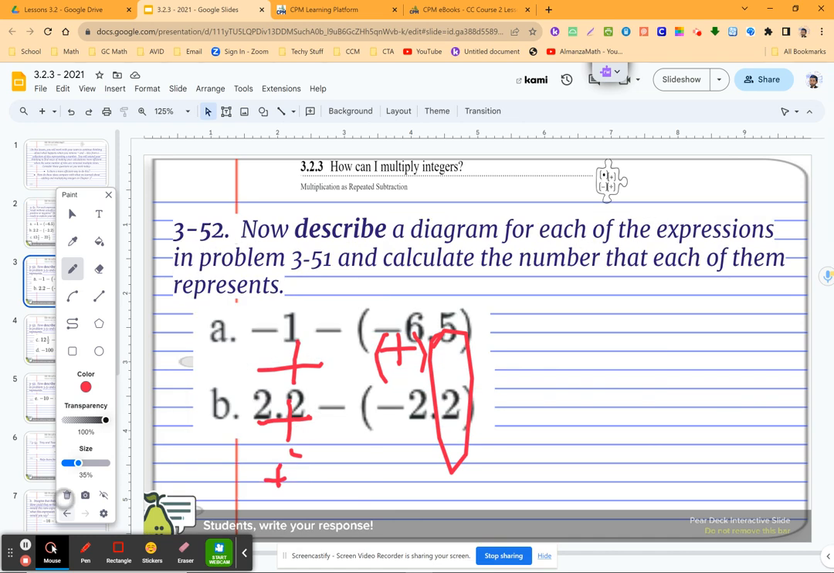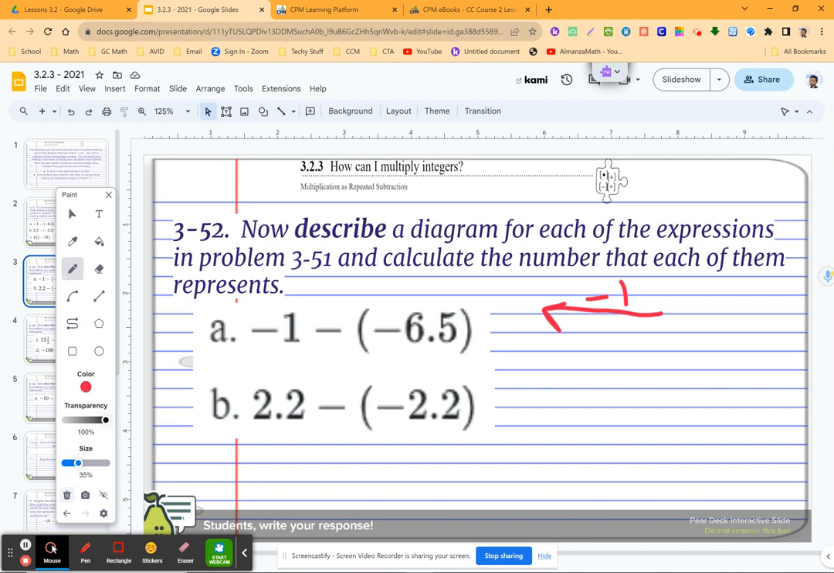Okay, so on the next slide, we are describing the diagram for each of these expressions and calculating the number that each of them represents. So we're describing these in words. I will help with the drawing of the diagram, and you can just describe that on your Pear Deck slide. So we're starting with a -1, and we are subtracting -6.5.